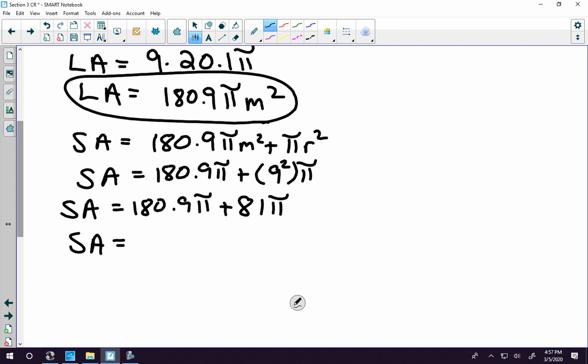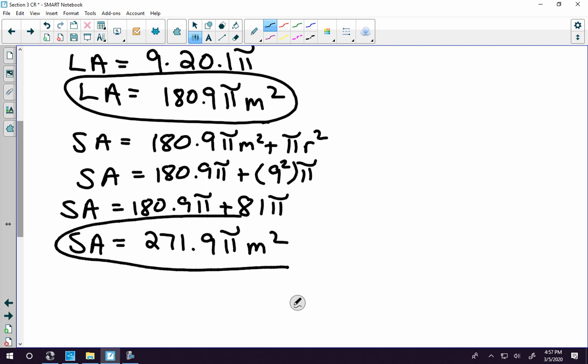So 180.9 pi plus 81 pi is going to be 271.9 pi square meters. So the total surface area of this cone, which includes the area around the cone plus the area of the circle on the bottom, is 271.9 pi square meters.